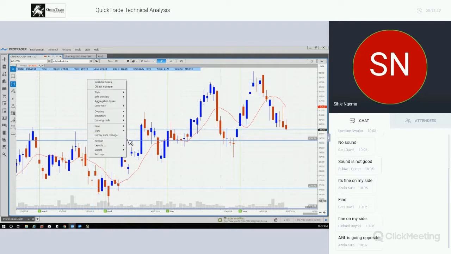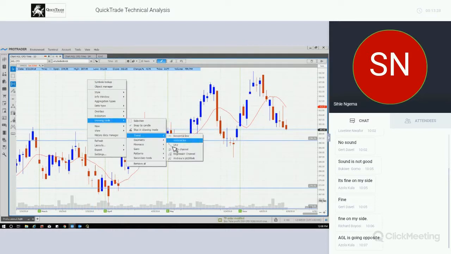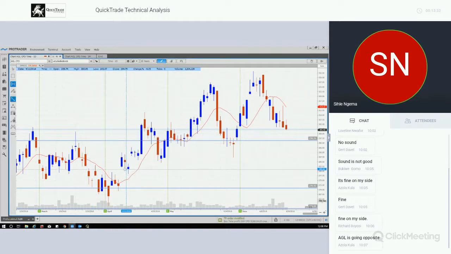Okay, this is what we looked at yesterday. We looked at this line here. We looked at this line. We looked at this line here, and today we closed below this line.